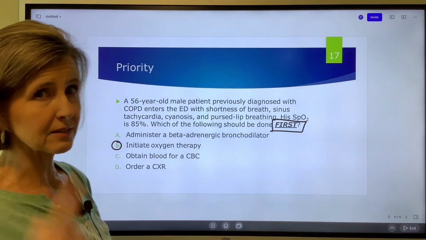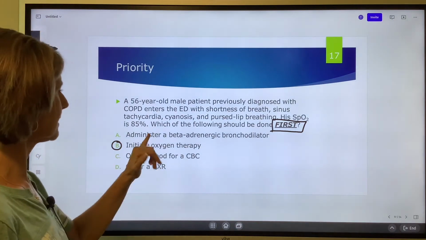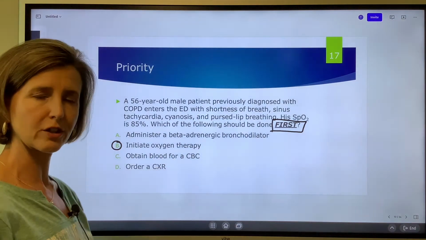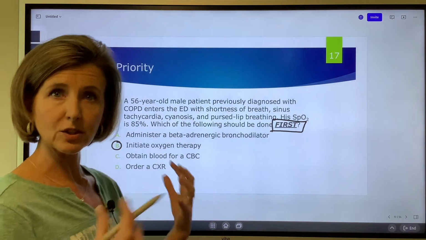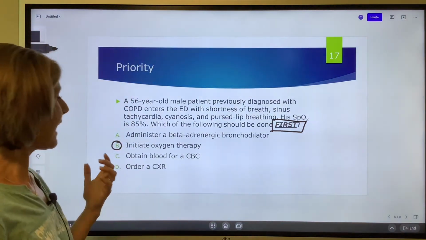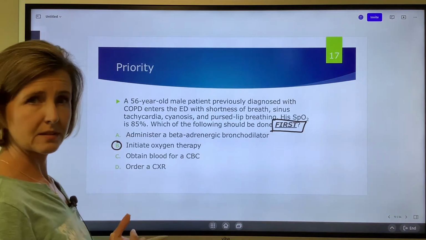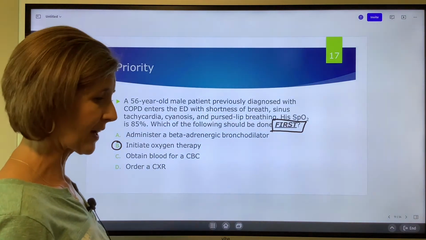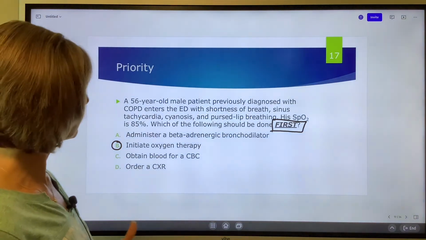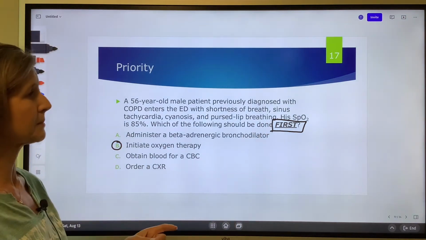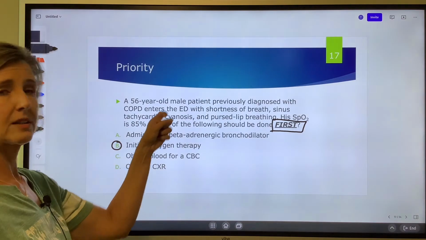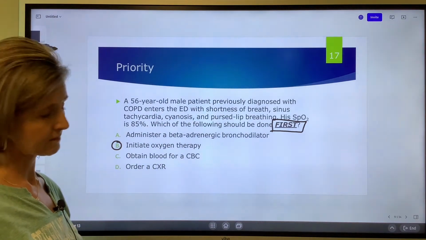Then I probably need to listen to them, and if they are wheezing, then I'd probably give them a beta-adrenergic bronchodilator. It's going to be a good idea to get a chest x-ray so we can see what's going on in the chest, and getting blood for a CBC, because a lot of times we need to evaluate the hemoglobin level, we need to see if they have an infection, and a CBC will do that. But the first thing needs to be done to treat these symptoms of hypoxemia. Okay.